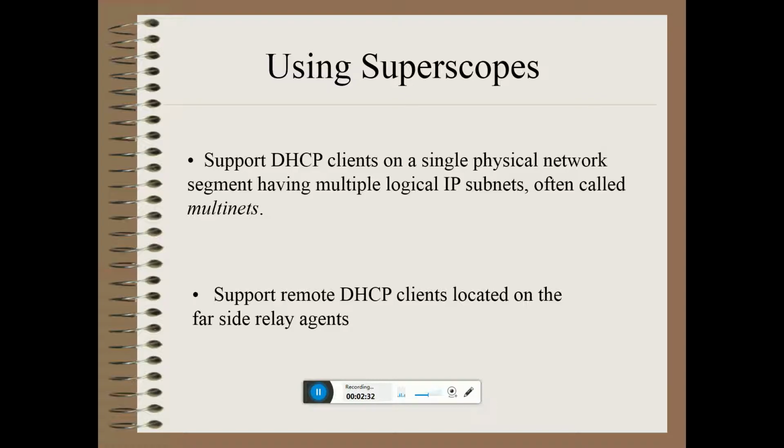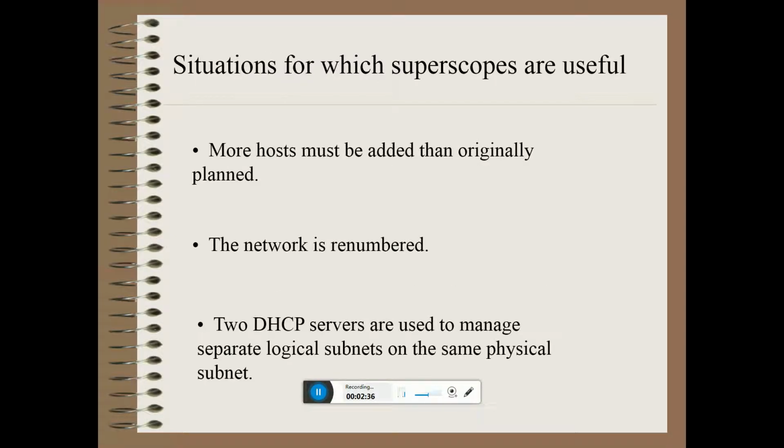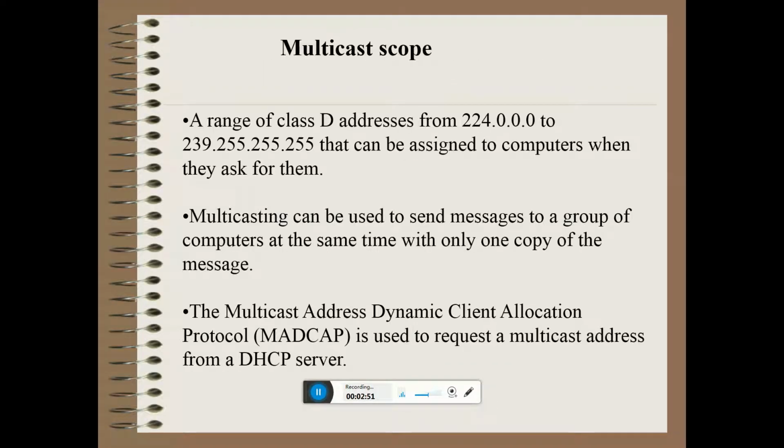Situations in which a superscope is useful: DHCP clients located on the far side of relay agents, more hosts must be added than the original plan, or two DHCP servers are used for managing separate logical subnets on the same physical subnet.